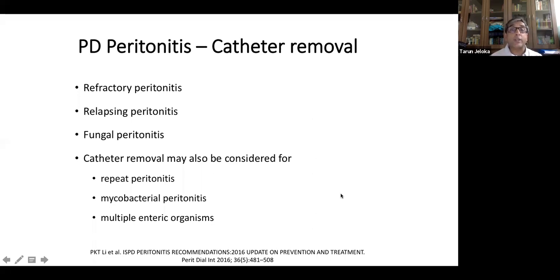When do you advise catheter removal? So obviously refractory peritonitis, not responding. Relapsing peritonitis, again and again with the same organism. Relapse means the same organism. Fungal peritonitis, you should remove the catheter. And catheter removal may also be considered for repeat peritonitis if it is too frequent. Sometimes with tubercular peritonitis, and sometimes when there are multiple enteric organisms in the same PD fluid, which means there is a probability of bowel rupture. It may be a micro rupture or a macro rupture. So in all these conditions, the catheter should be removed. These are questions you should remember, which can be asked in a case, and also in a table viva when you are handed over a catheter. What are the indications of catheter removal?